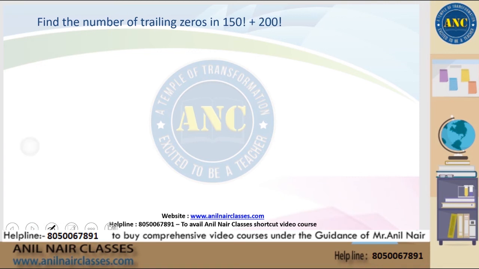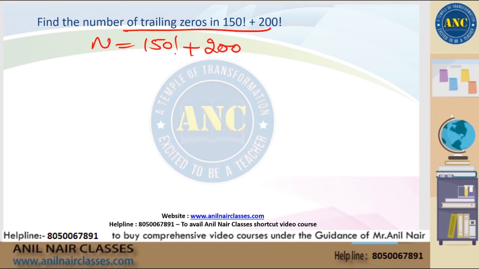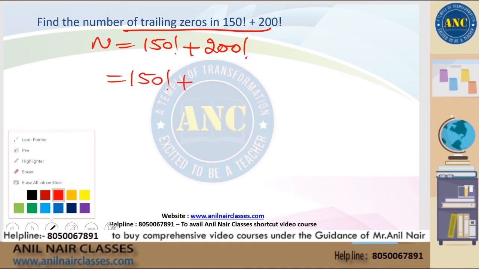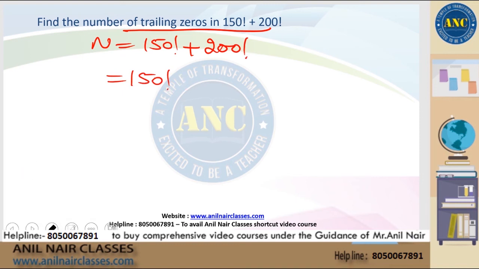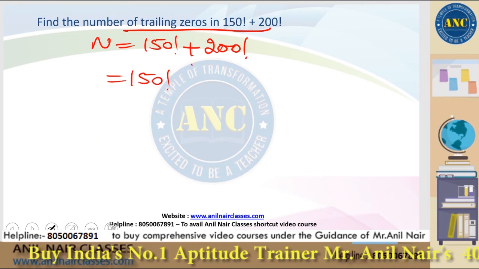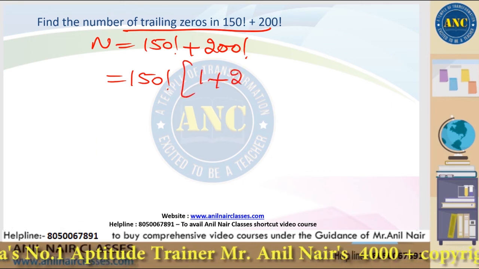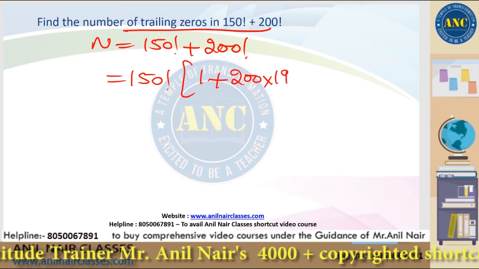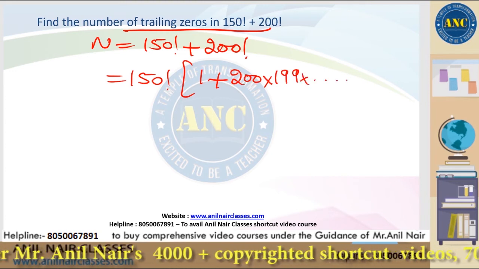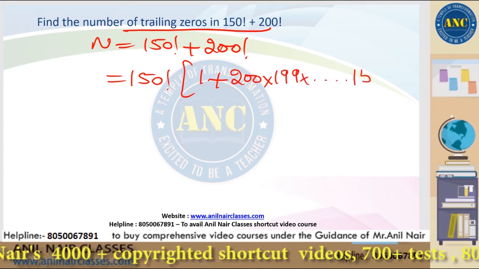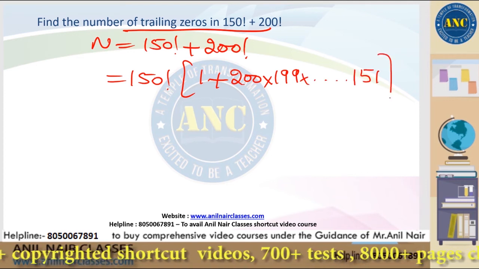These are all very easy questions. Number of trailing zeros in 150 factorial plus 200 factorial. If I take 150 factorial common, I get 1 plus 200, 199 and so on up to 151. Are you all with me?